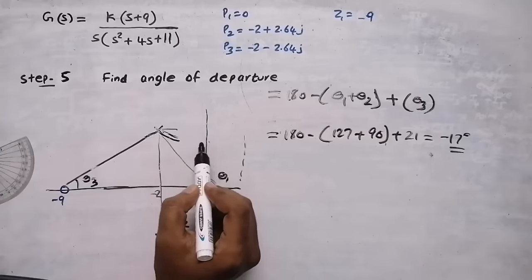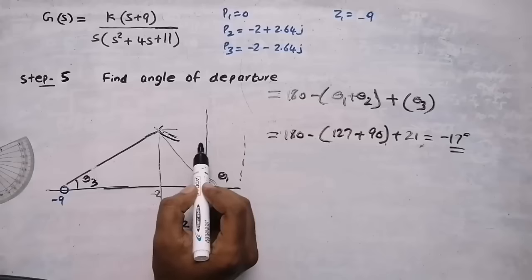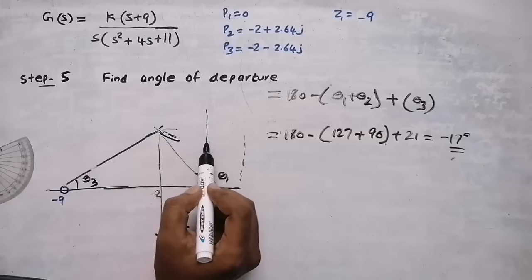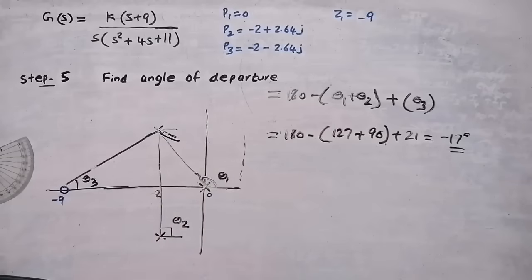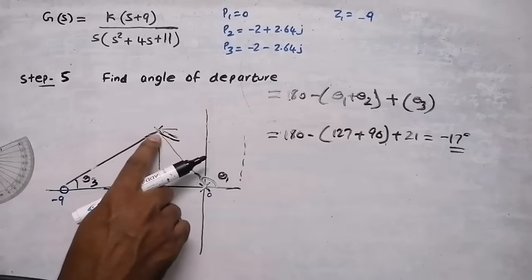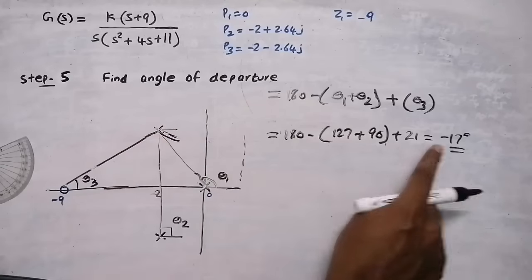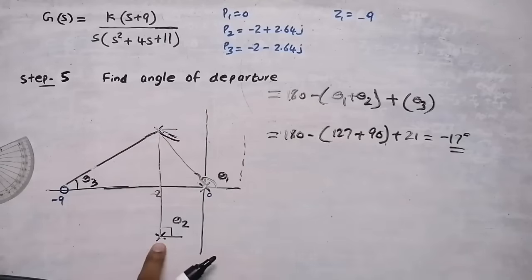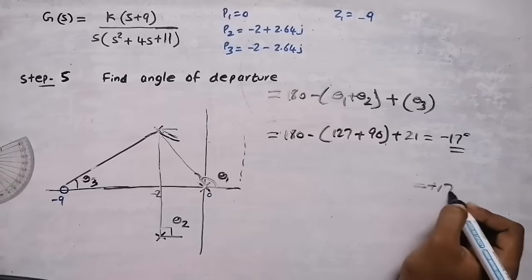Therefore we need to find the crossing point. It is going to cross this imaginary axis. So that is the next step. We took this complex pole. By taking this complex pole we got minus 70 degrees. So for this complex pole it is going to be plus 70 degrees, the opposite.